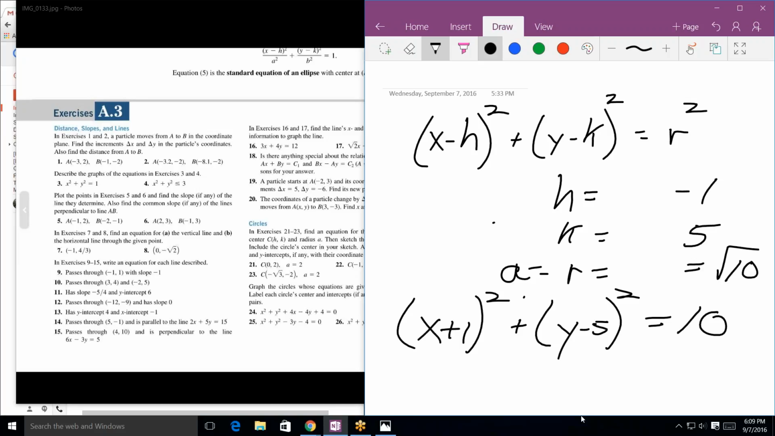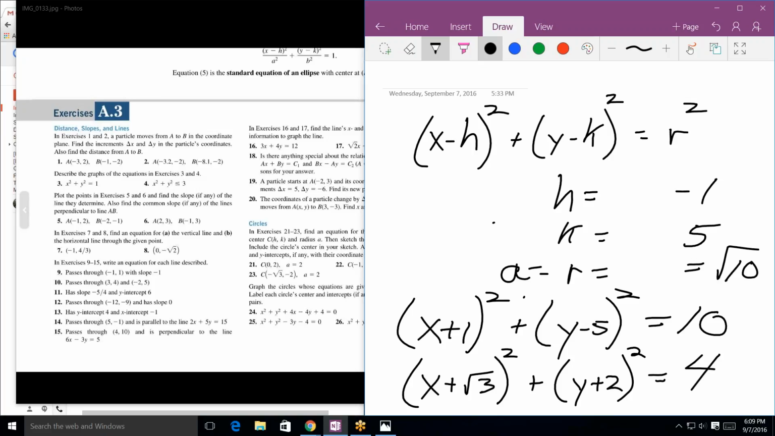23. It's the equation of that circle. That one will be (x plus square root of 3) squared plus (y plus 2) squared equals 4. Good.